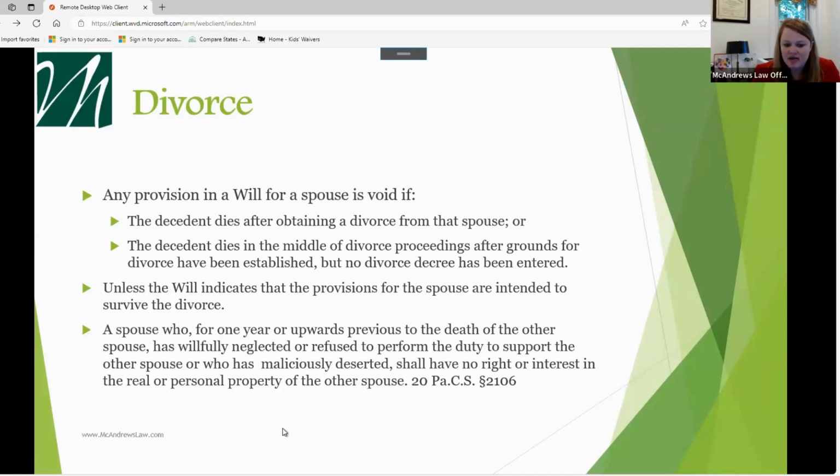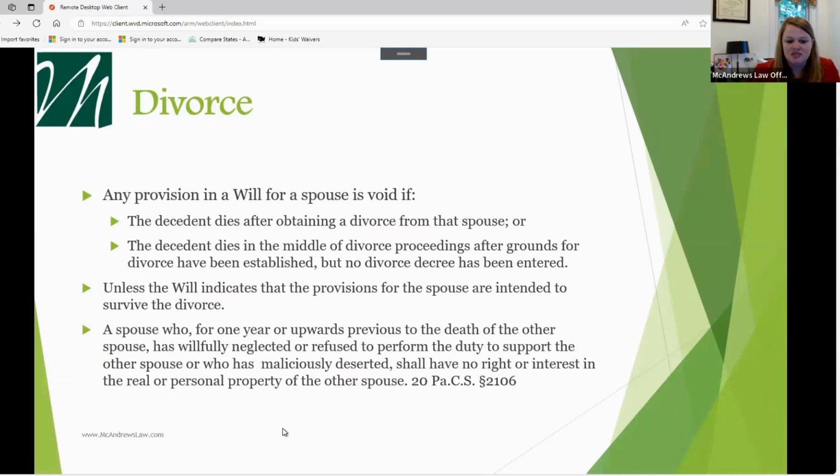Something else interesting to note is that a spouse who for one year or more prior to the death of the other spouse has willfully neglected or refused to perform the duty to support the other spouse, or has maliciously deserted them, that surviving spouse, again, for more than a year, doesn't have a right or interest to the real or personal property of the other spouse, and that's statutory. But again, that's just applying to the probate estate.